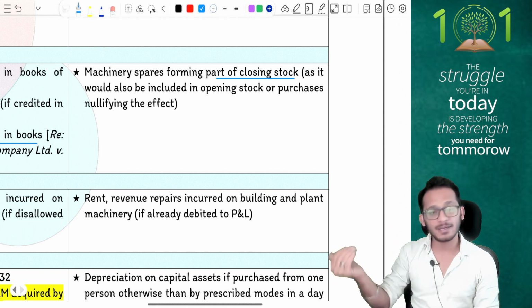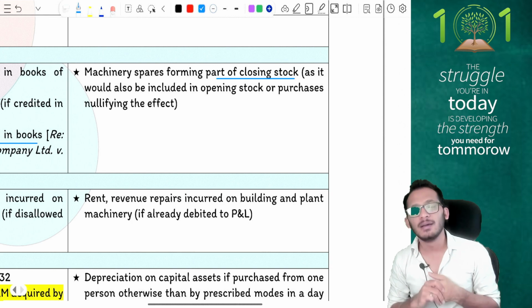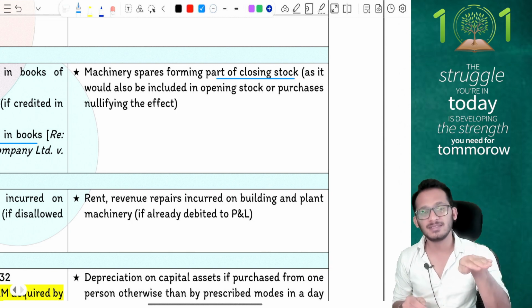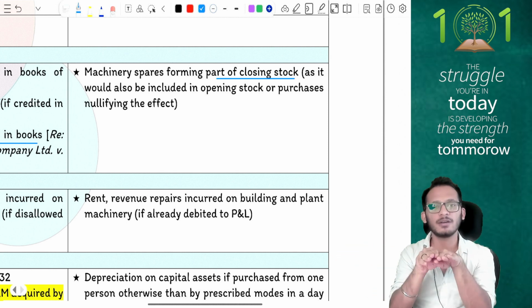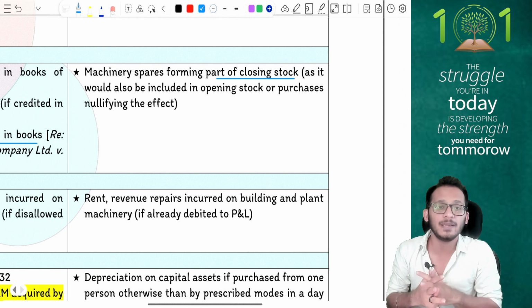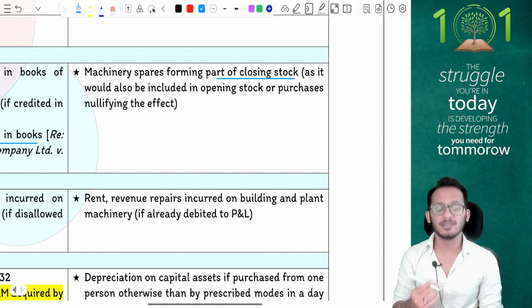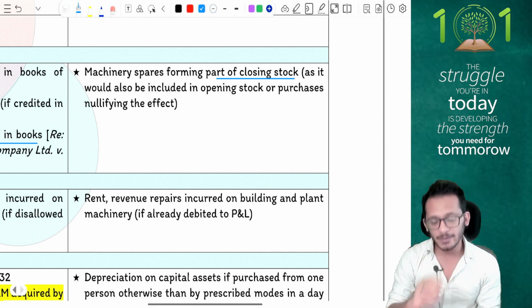So if you are going to rectify your closing stock, you should also be rectifying your purchases and opening stock, which in simple words means that the purchase item and the closing stock item have knocked each other off. And if they've already knocked each other off, there is no treatment required in P&L. Yes or no? Yes, this is one very beautiful question which I had asked in the past. So please pay attention to this.